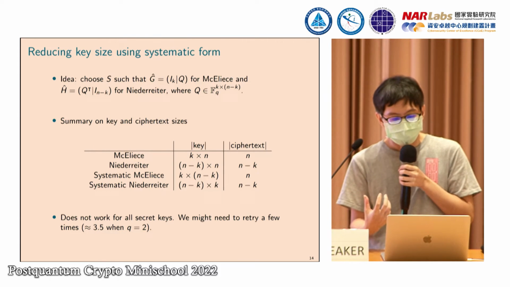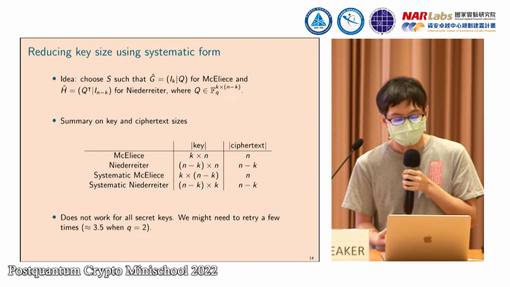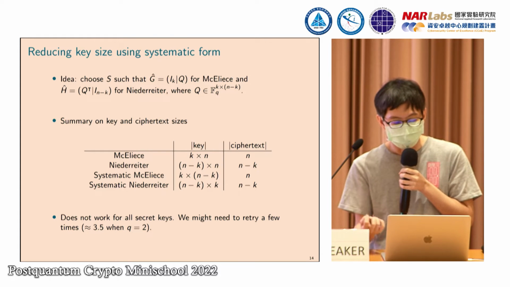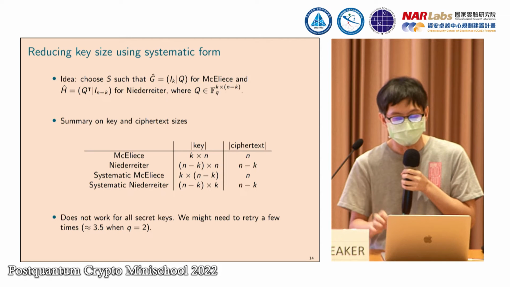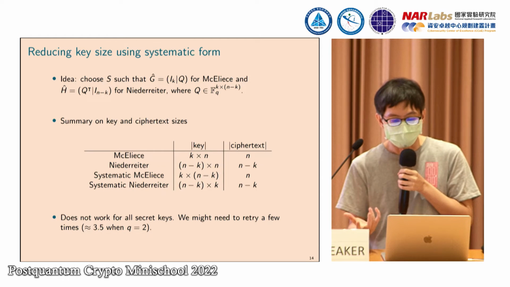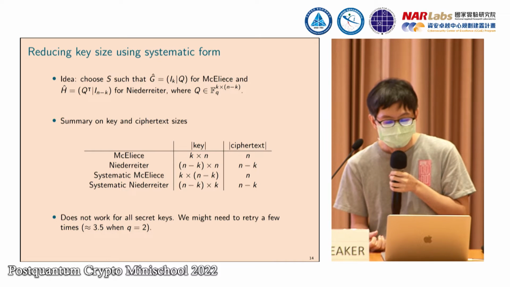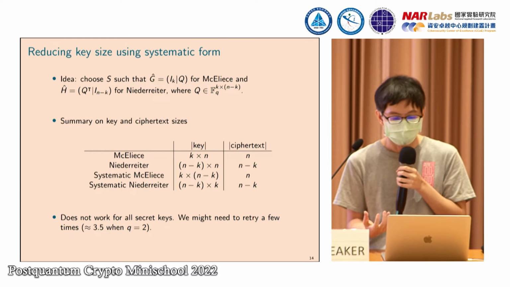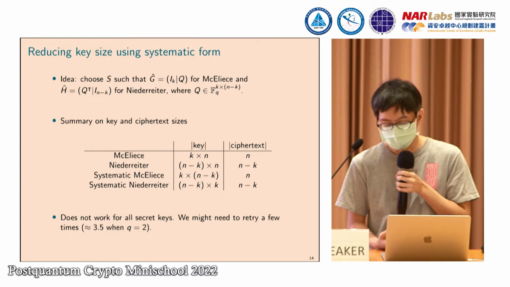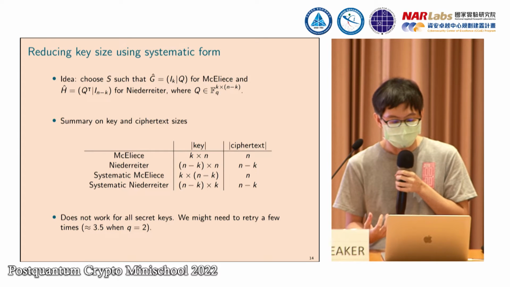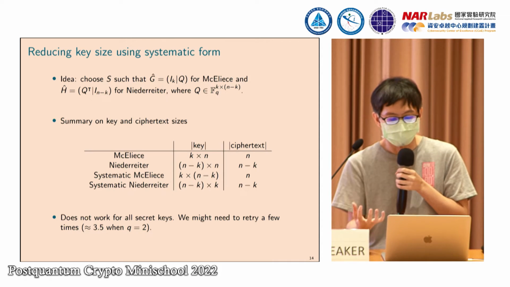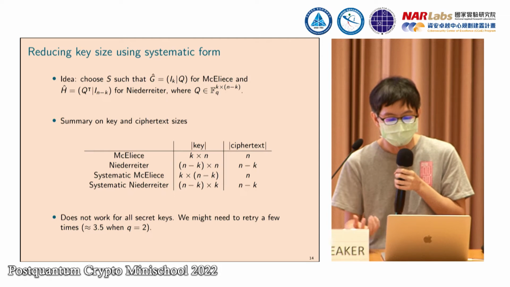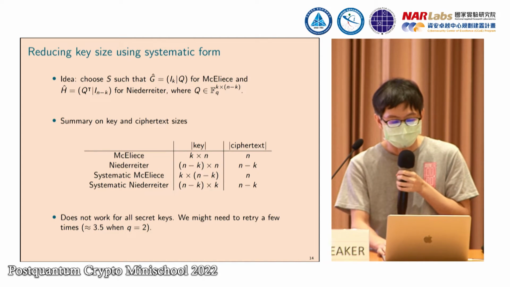And for very small q, for example when q is equal to 2, this number is going to be something like 3.4 or 3.5. And this can increase your key generation time. If you don't really know how this number is calculated, then I actually have an exercise for today's talk. You can think about how to write down a formula that tells you what this number is.